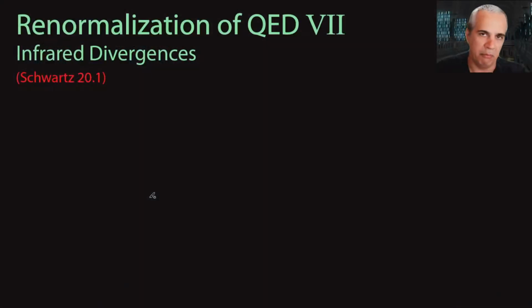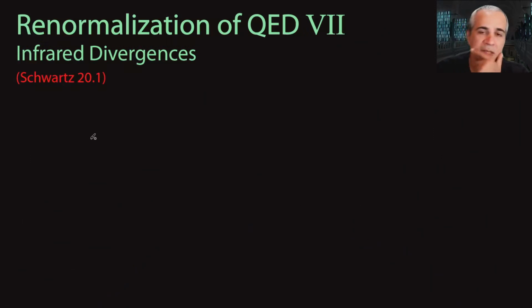Welcome back. We're finally getting near the end of the renormalization of QED, and we have seen in the last 6 videos a few times where I had to put a fictitious mass for the photon in order to avoid infrared divergences. So today what we're going to do is finally take a look at these infrared divergences and try to figure out a more rigorous way of dealing with them. And in that process, we'll also understand where they are coming from.